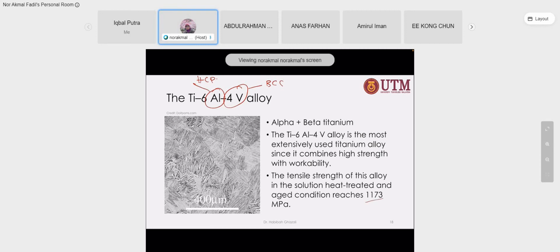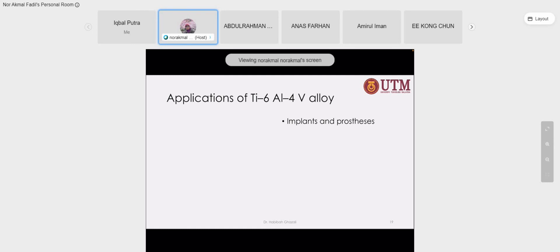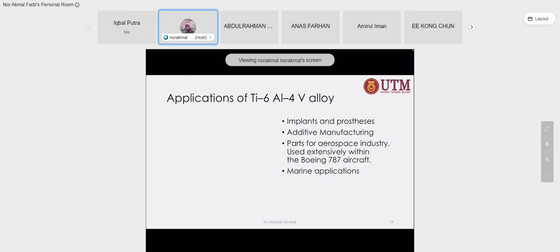Okay, and then the implant and prosthesis application, additive manufacturing, parts for the aerospace industry, used extensively within the Boeing 787 aircraft, marine application utilizing the corrosion resistance, chemical industry, gas turbine, firearm silencer.